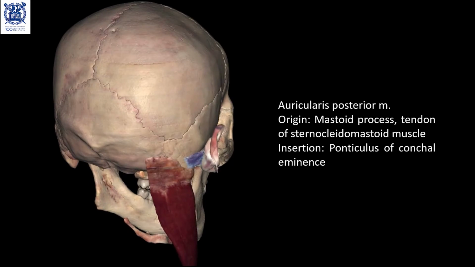Auricularis posterior muscle. This muscle is a muscle behind the auricle of the outer ear. It arises from the mastoid process and tendon of the sternocleidomastoid muscle. It inserts into the convexity of the conchal eminence. It draws the auricle backward, usually a very slight effect.